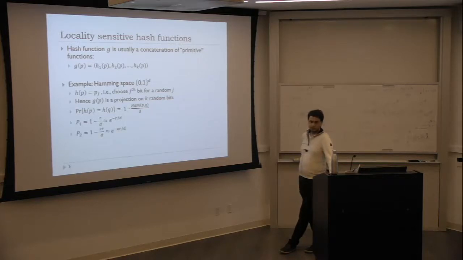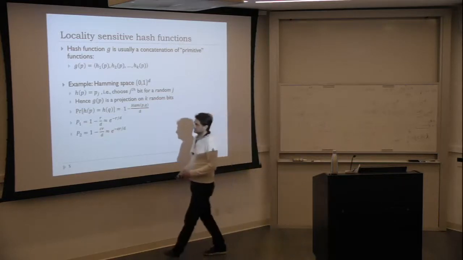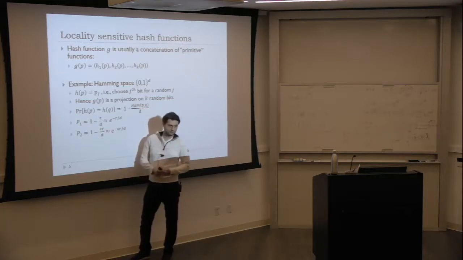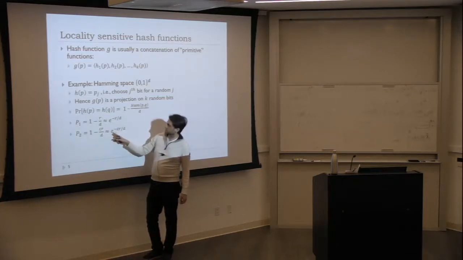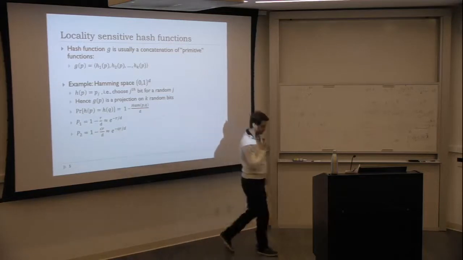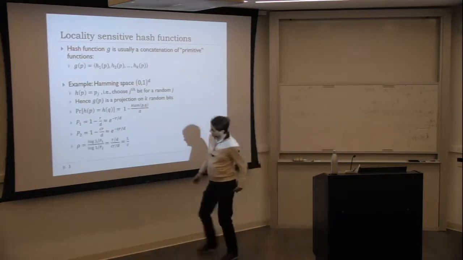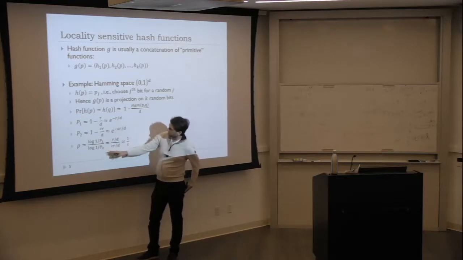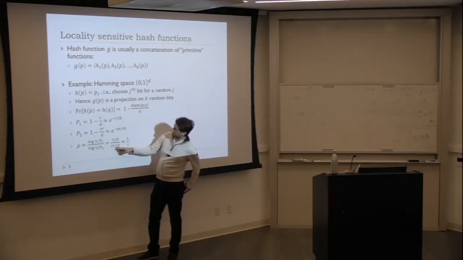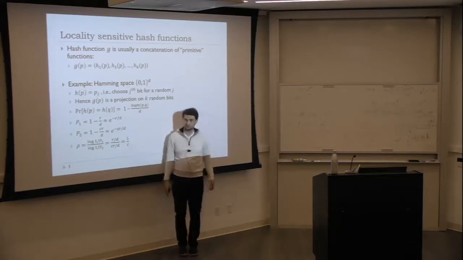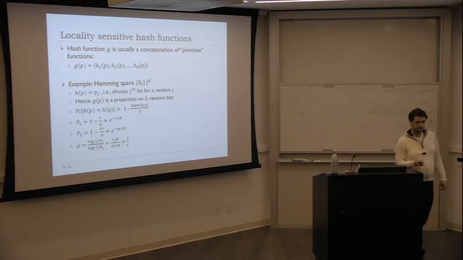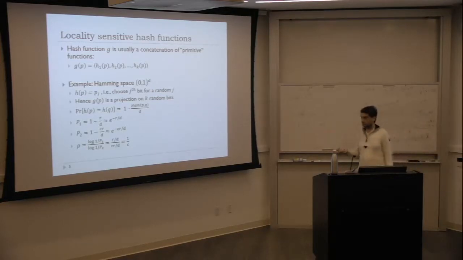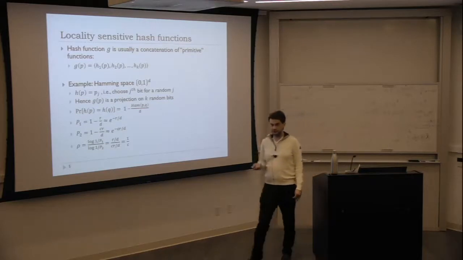The same with far points. So p2 is an upper bound on the probability of collision when the points are at a distance at least cr. Replacing r with cr, we get this, and with the approximation, this is e to the minus cr by d. Now we can plug p1 and p2 into the formula for rho. We get r divided by d, and cr divided by d, so rho is equal to 1 over c. Voila, now the exponent of the query time is 1 over c, and for approximation 2, this is a half. So the number of hash tables becomes root n.